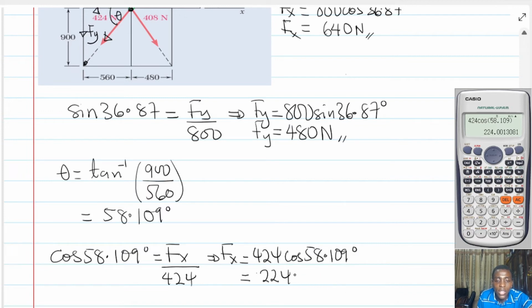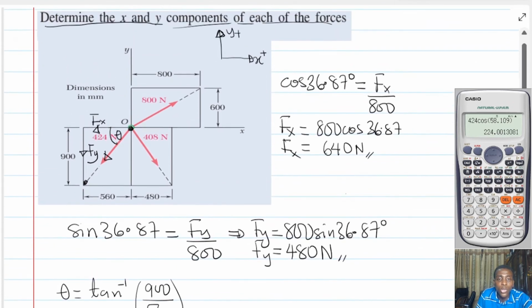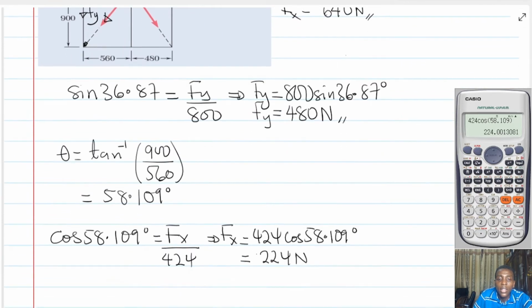But look at something interesting here. The direction of this force is against the direction that we chose. We said that every force in this direction should be positive. Here we have a force in this direction, so we're going to negate it. All right, so this one is going to be negative.